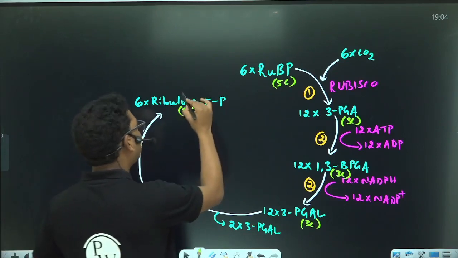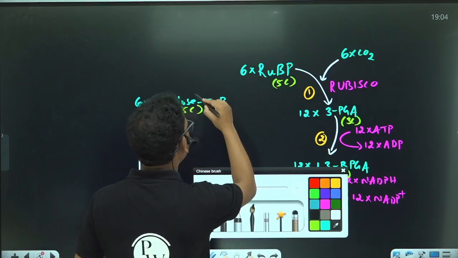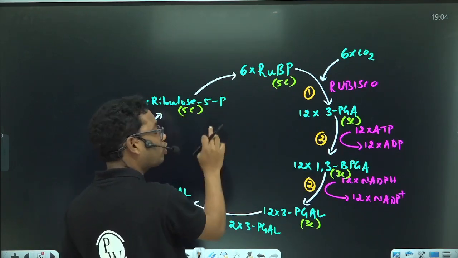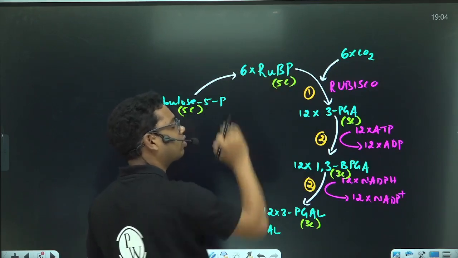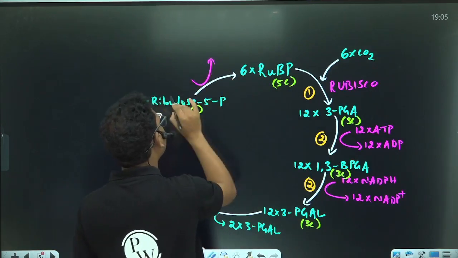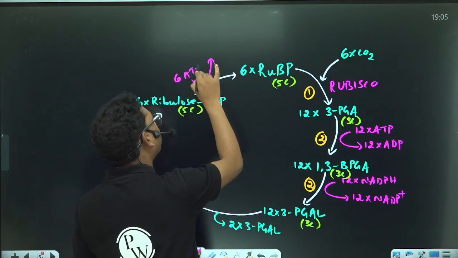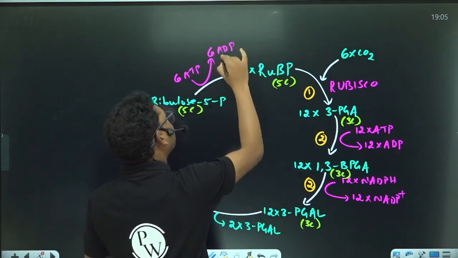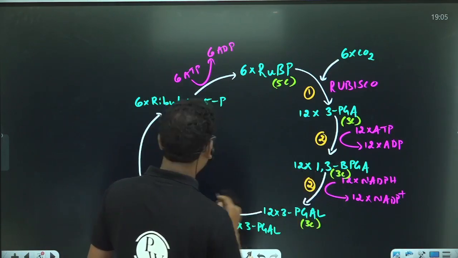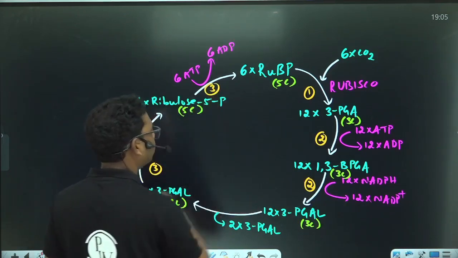Now this ribulose 5-phosphate will form ribulose 1,5-bisphosphate. Here only 5-phosphate is present, so one extra phosphate is added at the first carbon, and that extra phosphate comes from ATP. To form 6 molecules of RuBP, 6 ATP will be required. This phase is called the regeneration phase, and this also comes under the third phase.